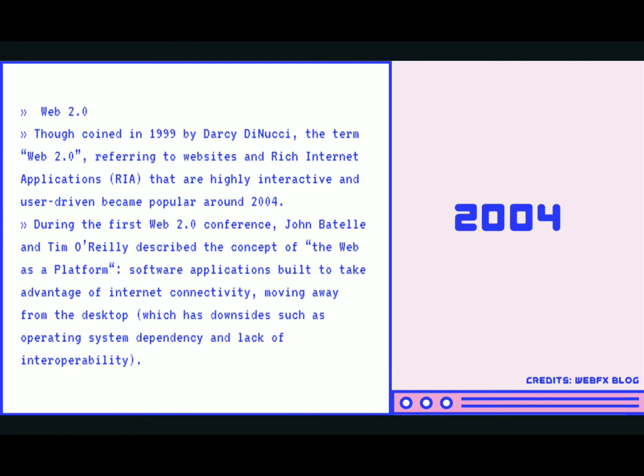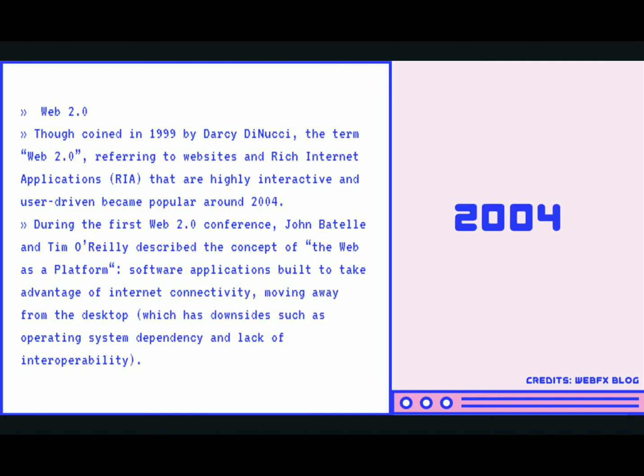2004, social media. The term social media, believed to be first used by Chris Sharpley, was coined in the same year that Web 2.0 became a mainstream concept. Social media sites and web applications that allow users to create and share content and to connect with one another started around this period.